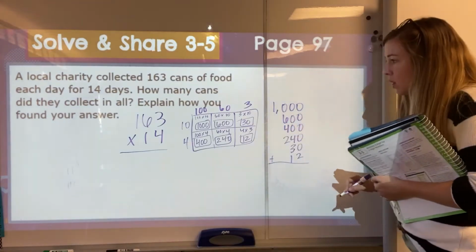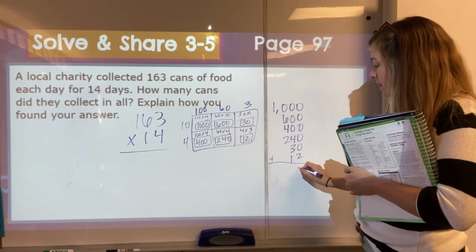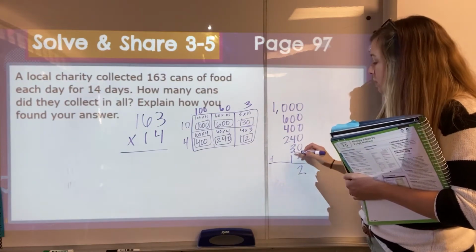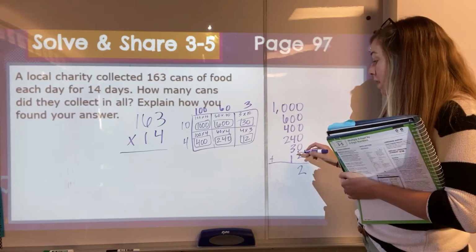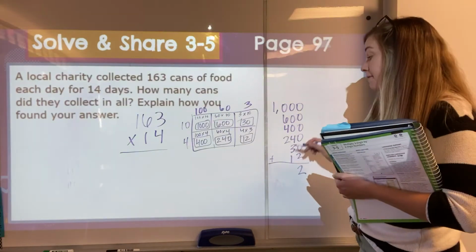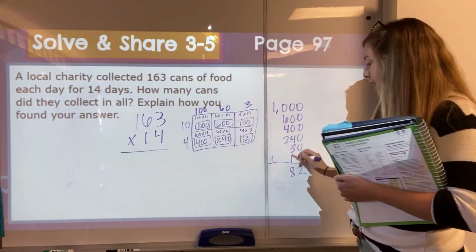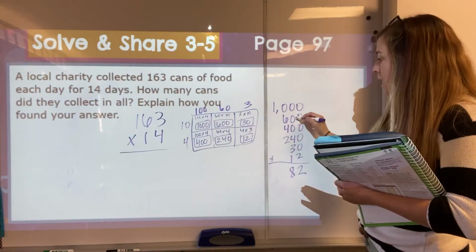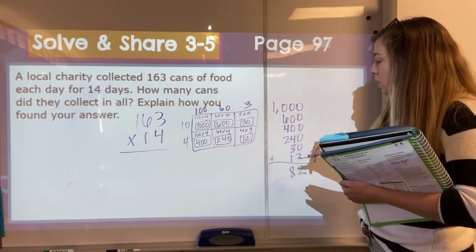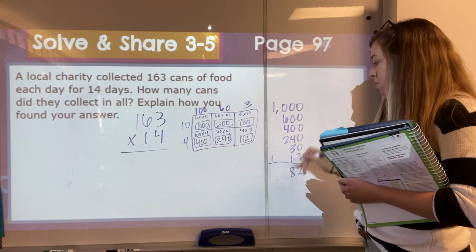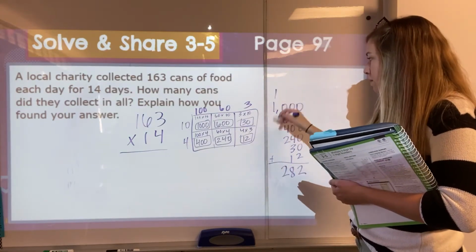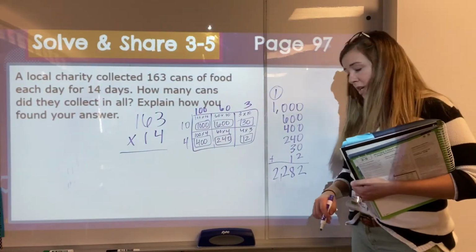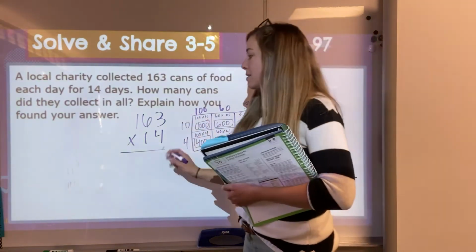And I can add them all together. So I've got my zeros and my 2, just a 2. And then I've got zeros, 4 plus 3 plus 1. Well, 4 plus 1 is 5, and then 5 plus 3 is 8. I can kind of switch that around, using compatible numbers to make addition a little easier. We've got that again, 6 plus 4, well, that's 10, plus 2 is 12, carry my 1, 1 and 1 would be 2. So 2,282.